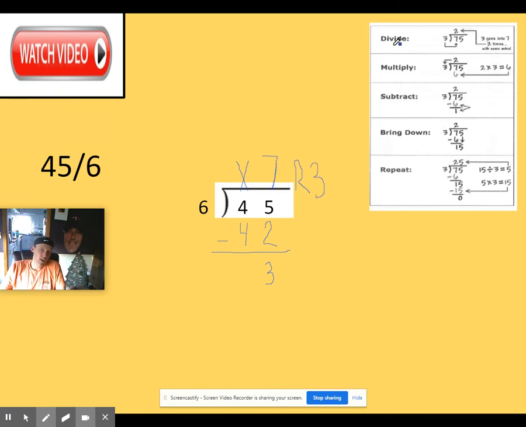Notice on our steps here, we only did divide, multiply, subtract. We had nothing to bring down. Later, we're going to get to bringing it on down. Okay, but in this case, we couldn't do that.